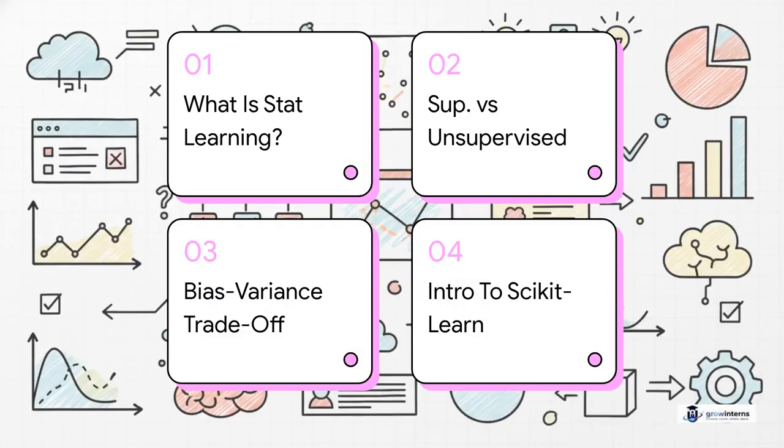Here's a quick look at our agenda for today to lower your cognitive load. First up, what is statistical learning? Then we'll compare supervised and unsupervised learning. Third, we'll tackle the notorious bias-variance trade-off. And finally, we'll jump into an introduction to scikit-learn.